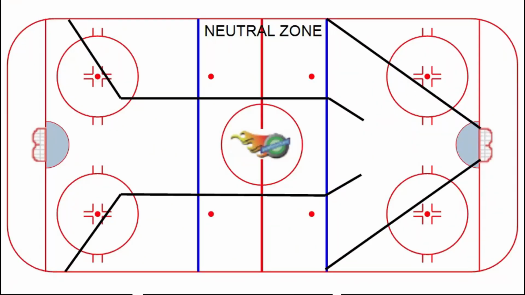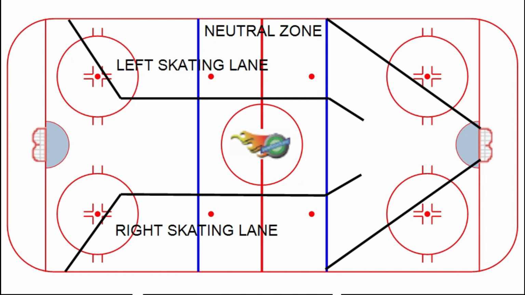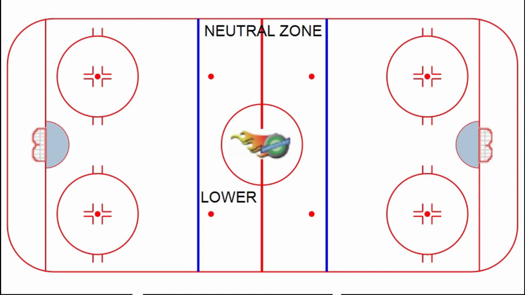Now, in the neutral zone, as we exit the defensive zone, there are three skating lanes. Those skating lanes are the left skating lane, the right skating lane, and the center skating lane. I'll explain more about these skating lanes in great detail as the series progresses. Now, the neutral zone is broken up into two separate areas, a lower neutral zone and an upper neutral zone. Now, I have placed F1 and F2 on the board to explain a couple of things.